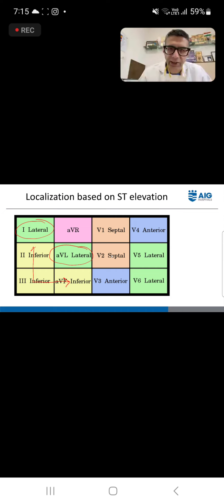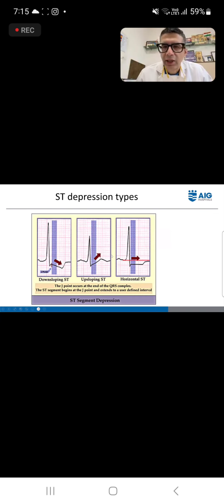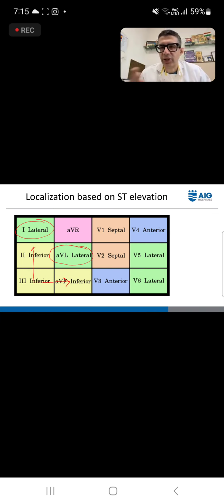Okay, there are certain other terminologies which we'll again come to, like posterior and all. When we are showing you the ECGs, we'll talk to you about what is posterior, what is true posterior, what is extensive anterior, and the other terminologies which are used in ST elevation.